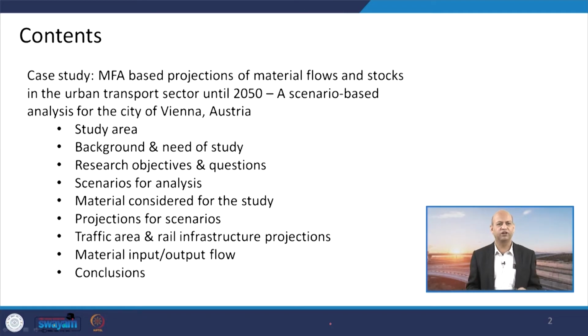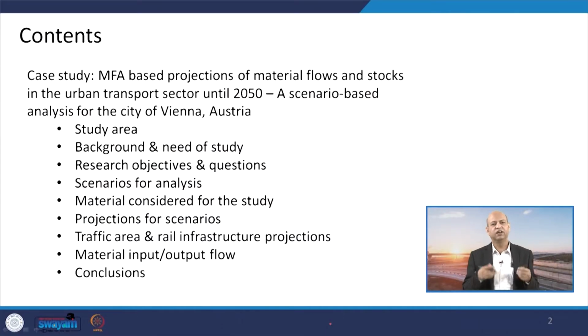So, we will not go for every kind of material, but certain material only which is more impactful. Then we will do the projections for different scenarios, like how much material would be used or discarded, or whether there will be a decrease or increase in the material stocks and flows. Then traffic area and rail infrastructure projections, because rail infrastructure is basically part of the public transportation system. Otherwise, traffic area also gives one insight: if area is reduced, that means the need for mobility in privately owned vehicles is reducing, and maybe the public transportation system is taking care of the mobility related demand.